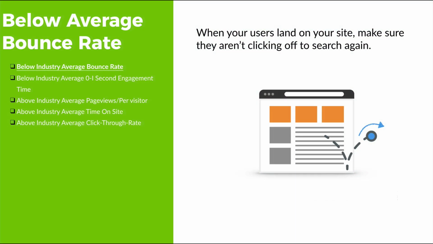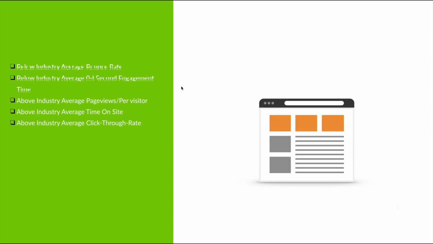So what you want to do is have a below industry average bounce rate. The biggest sin you could make on Google is when you receive a user, they land on your website and think, I really don't want anything here. They close your website, go back to Google and search again. You want to avoid that at all costs, because that tells Google that they sent you a user and that was a bad website to send the user to, because they went back to Google to search again. So this ties into bounce rate, and you want to make sure that when your users land on your site, they aren't clicking off to search again. So you want to get below average industry bounce rate as a priority.